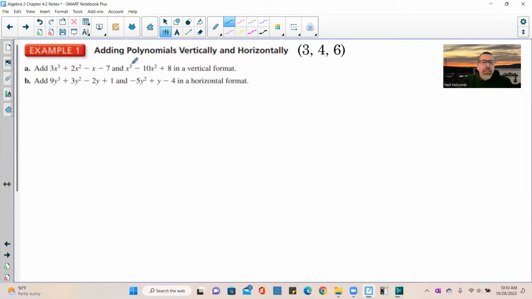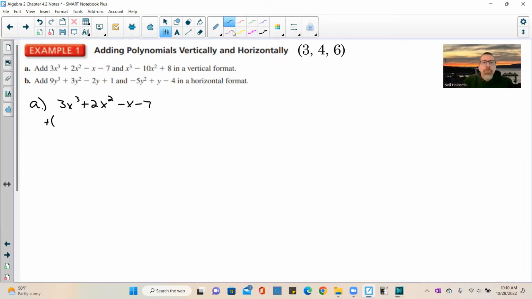All right, so we're going to add that to another one that is x cubed minus 10x squared plus 8, degrees 3, 2, 0 in this case. And we're going to do it in a vertical format. So A is vertical. And what we're going to do is take the first one, 3x cubed plus 2x squared minus x minus 7. And we're going to add, and I like putting parentheses around the whole thing so I remember that the addition isn't part of the first term only.